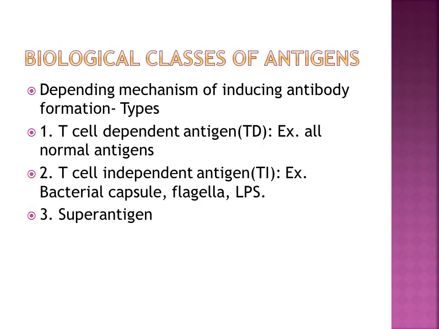Now we'll see biological classes of antigens. There are mainly two types, depending on the mechanism of inducing antibody formation. First is T cell dependent antigen, also called TD. All normal antigens are TD antigens. Second is T cell independent antigen, also called TI. Examples are bacterial capsule, flagella or LPS, that is lipopolysaccharide. They are T cell independent antigens. And the third type is super antigen.